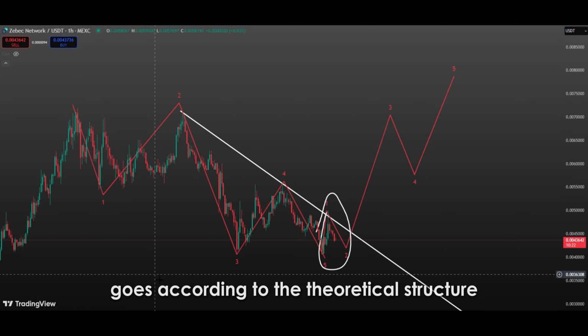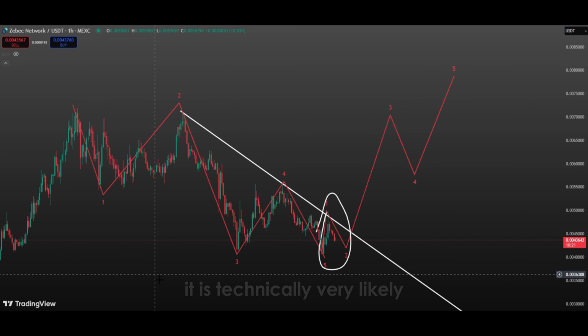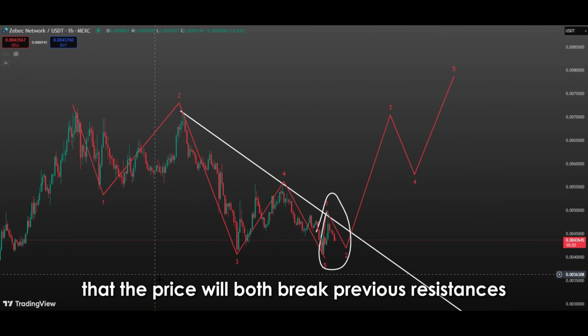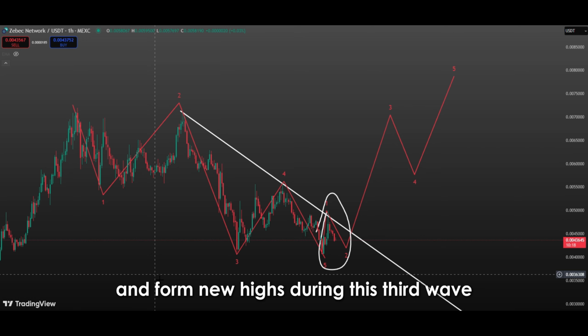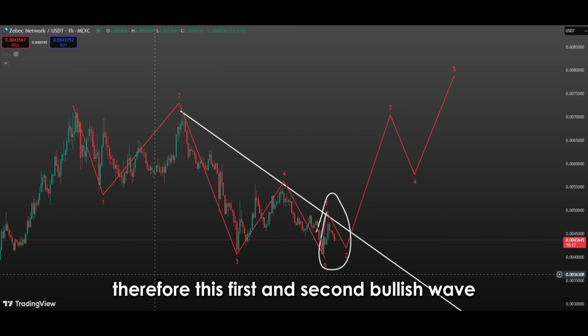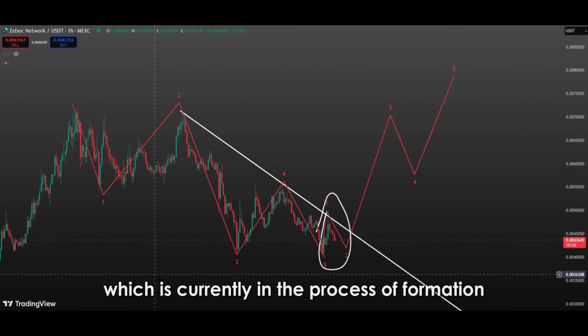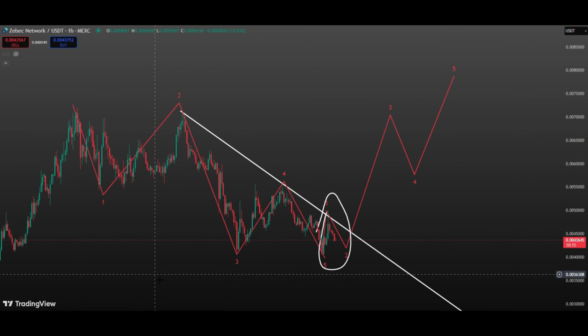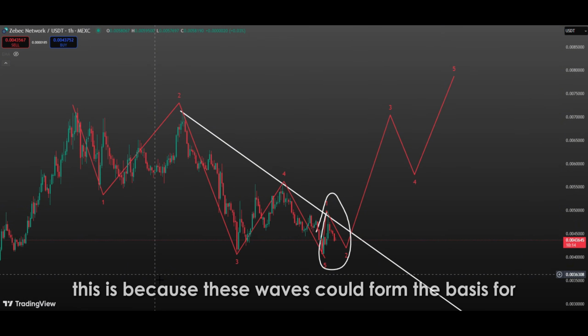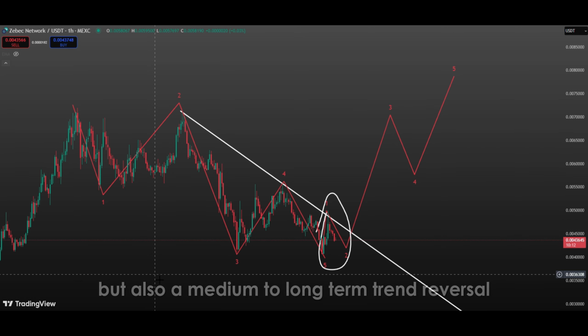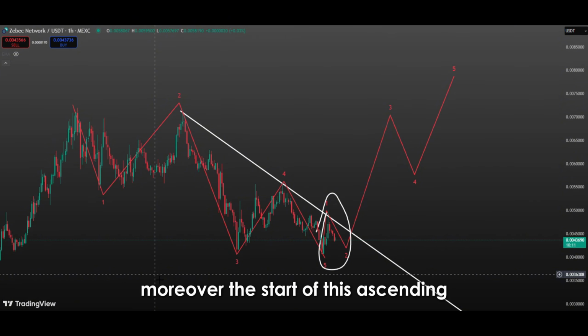If everything goes according to the theoretical structure, it is technically very likely that the price will both break previous resistances and form new highs during this third wave. Therefore, this first and second bullish wave, which is currently in the process of formation, is of critical importance. This is because these waves could form the basis for not only a short-term rebound, but also a medium to long-term trend reversal.